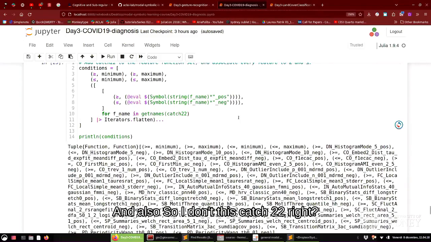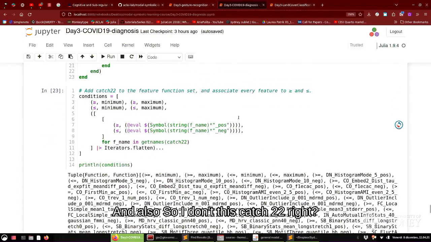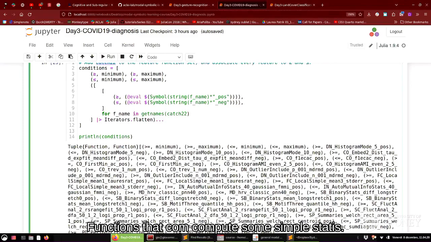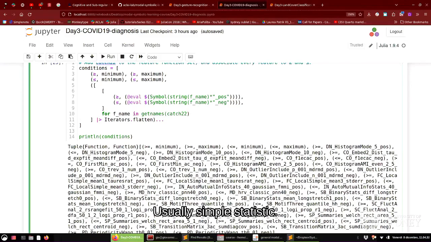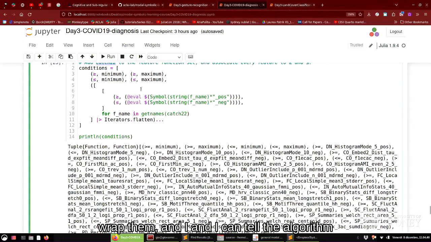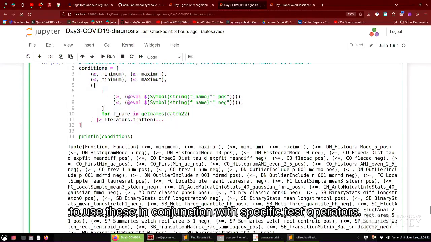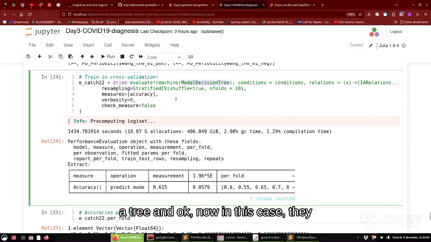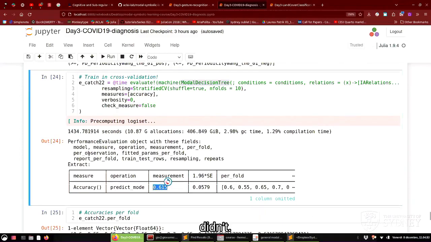Yeah, and also, this catch-22, right? It's a set of statistical functions that compute some, usually simple, statistic on a univariate time series, so on a single variable. I can wrap them, and I can tell the algorithm to use these in conjunction with specific test operators. Okay, so the algorithm is going to use those. I can train a tree, and in this case they didn't improve the accuracy.